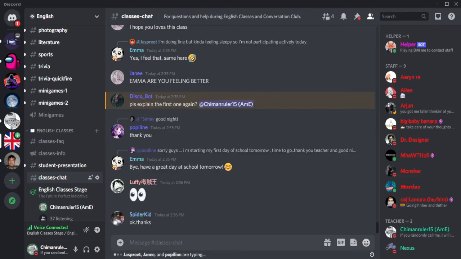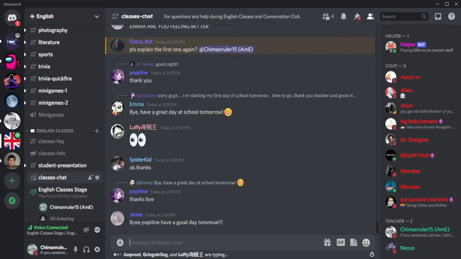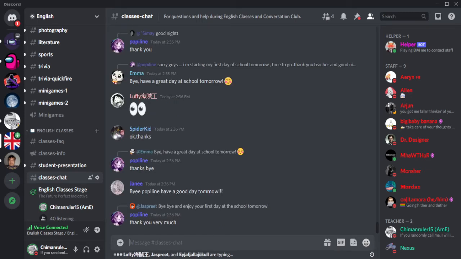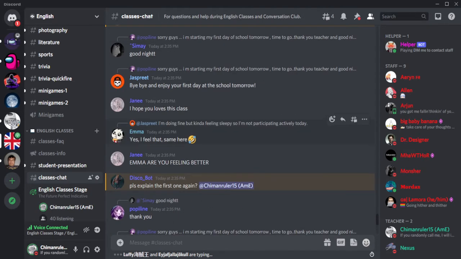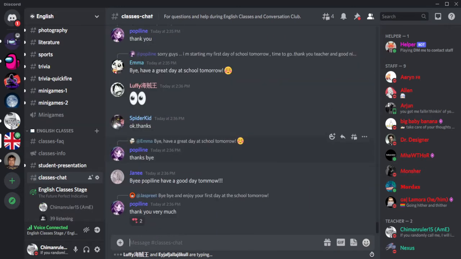Okay, so the first one implies that your action of working on the project will not be in progress at a point in the future. But the second one implies that you are still working on the project in the future at that point in time. So when you say, let me go back up here, "we will have been working on the project by then," that implies that you'll still be working on the project at that time. But the first one, "we will have worked on the project by then," implies that you will not be working on the project at that point anymore. If that makes sense.